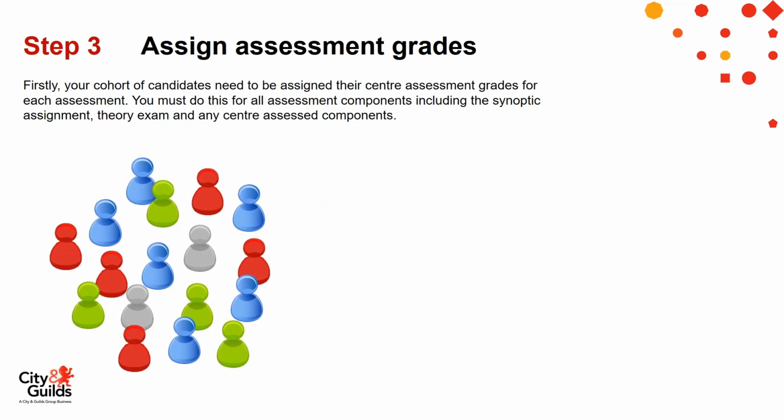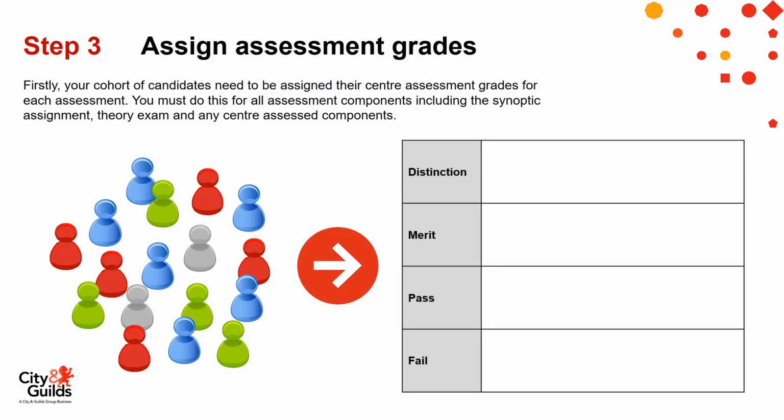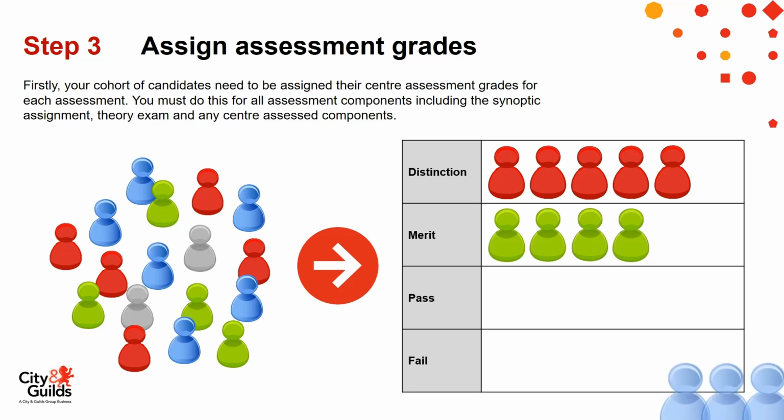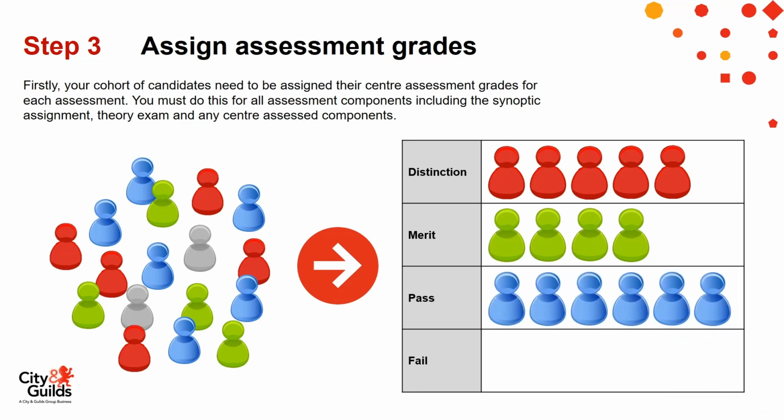Making a holistic professional judgment, we therefore assign each learner a grade. The grade we assign should reflect how they would have performed under ordinary circumstances this year. In the case on screen, we're going to decide to assign 5 candidates a distinction, 4 candidates a merit, 6 candidates a pass, and finally 2 candidates a fail grade. We'll use this in the next slides to demonstrate how to assign grade intervals and rank order.